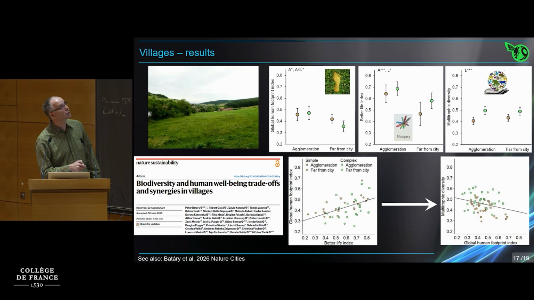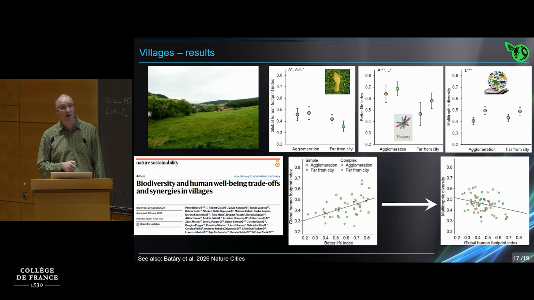We also measure per village the global human footprint, and if you have a better life in these 64 villages, then you have a much higher footprint. And we also calculated the multi-trophic diversity. And obviously, multi-trophic diversity was higher, 15% higher in the so-called forested villages compared to the agricultural one.